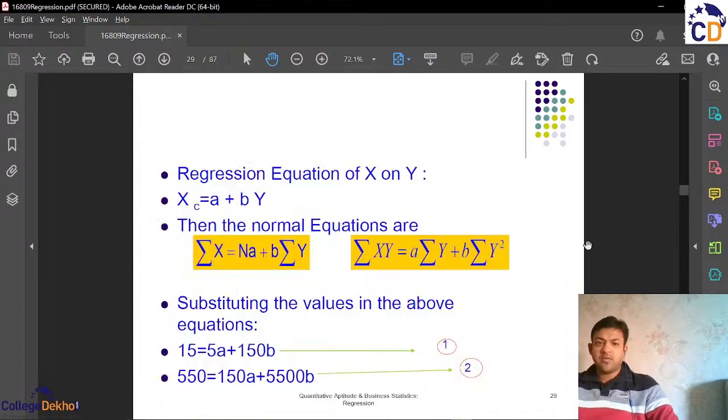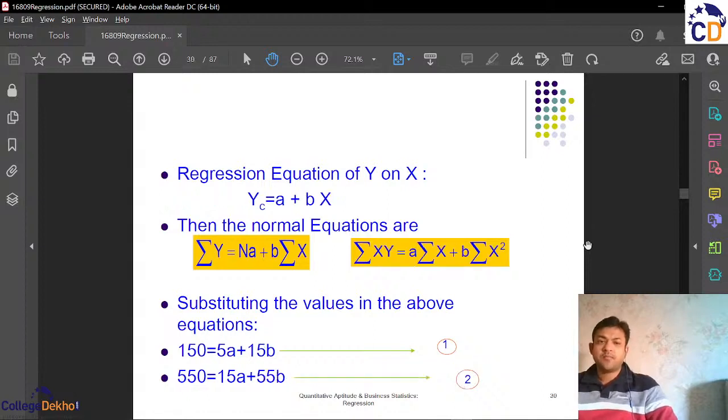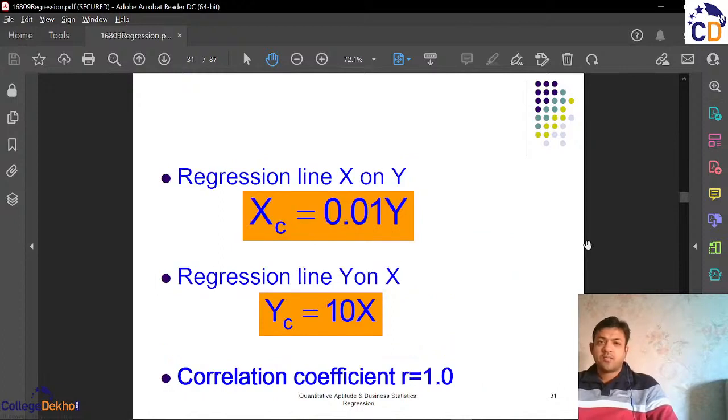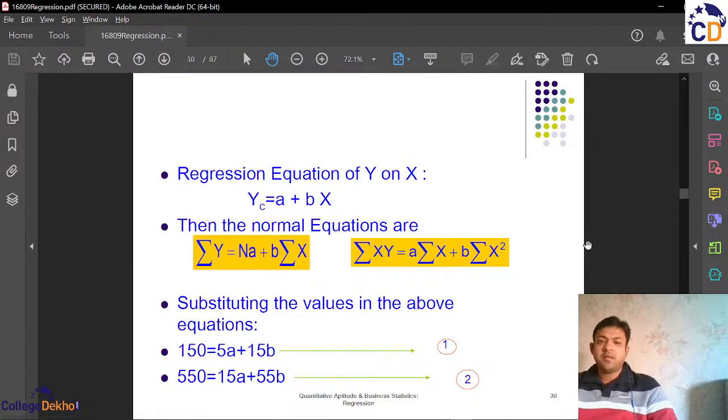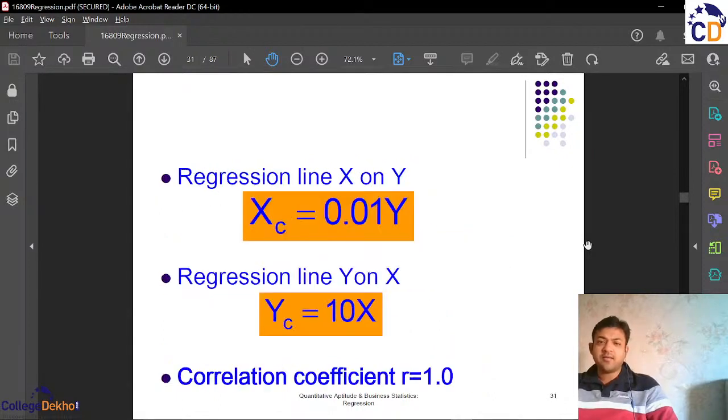Once we have the set of values available to us, we can put the values in formula number 1 and formula number 2. We get a simultaneous set of equations. Solving this set of equations simultaneously, we can get the value of small a and small b, which are my regression coefficients. Now when we put the value of a and b in the equation, we get the relation between x and y.